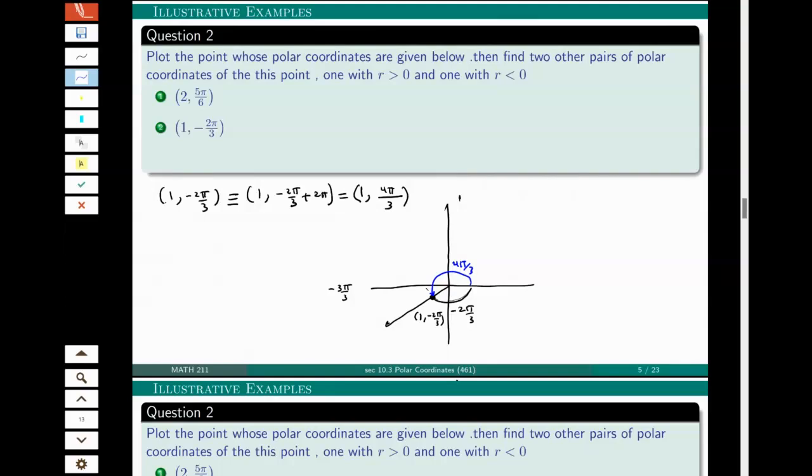Now, if I want a negative one, I'll choose beta to be pi over 3. If beta is pi over 3, I'll put it in green. This is beta equal to pi over 3. With negative r, if it is positive 1 and negative 1, it will be the same thing here. So that is equivalent to minus 1 and pi over 3.